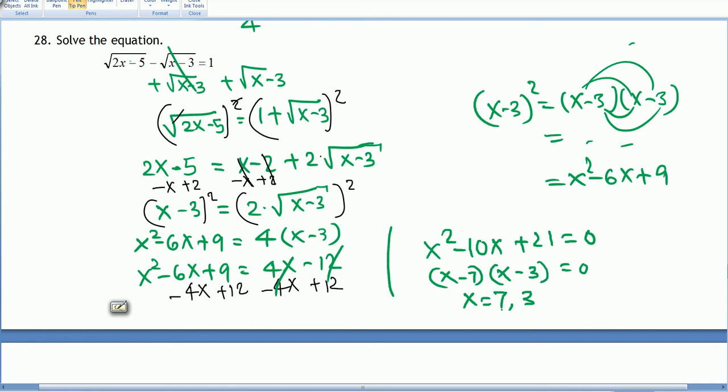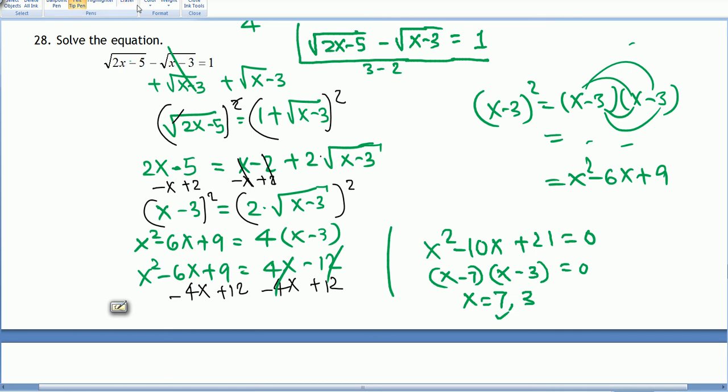Now, before we declare they are answers, we need to check if they work. Okay, let's plug in 7 into the original equation. The original equation was square root of 2x minus 5 minus square root of x minus 3 equals, we have to get 1. Okay, let's plug in 7. 2 times 7, 14 minus 5, 9, square root of 9 is 3. 7 minus 3, 4, square root of 4 is 2. 3 minus 2, 1. So yes, 7 is good.